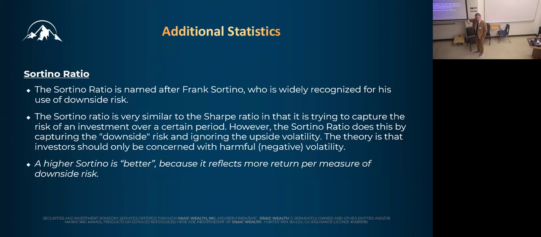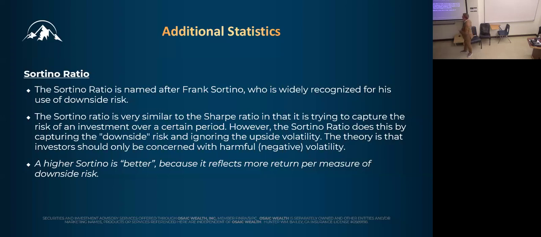Downside is risk as well. It's all about volatility. How violently do we swing? So the Sortino ratio is very similar to Sharpe, very similar calculation in that it's trying to capture the risk of the investment over a certain period.